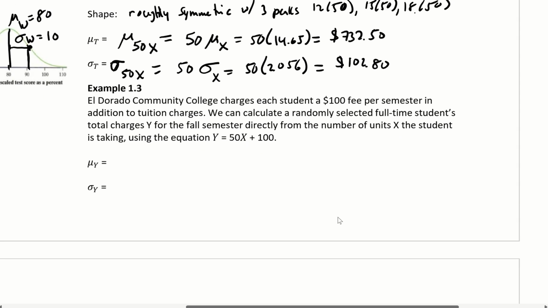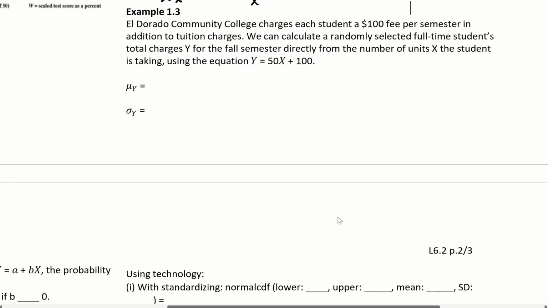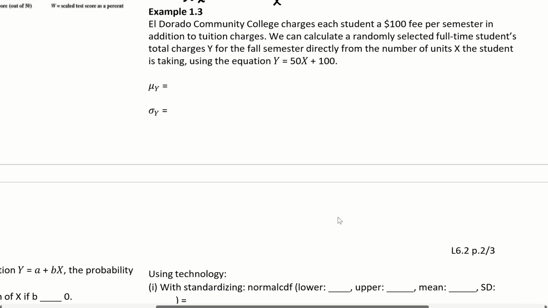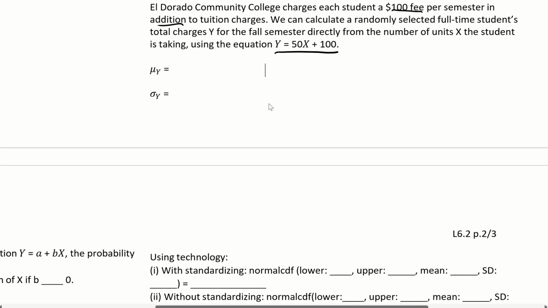All right. So now let's look at example 1.3. So this is still part of the same learning target, learning target 1, because now we're looking at combining the operations, a multiplication and addition. El Dorado Community College charges each student a $100 fee per semester in addition to tuition charges. So you get a $100 fee in addition. Okay, so this is the variable. All right, so let's calculate how that would affect the standard deviation.